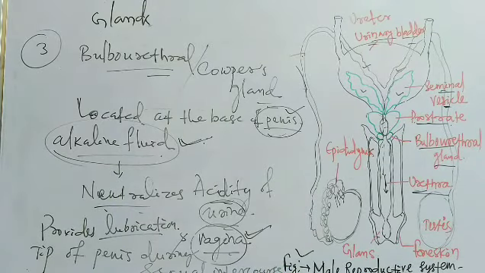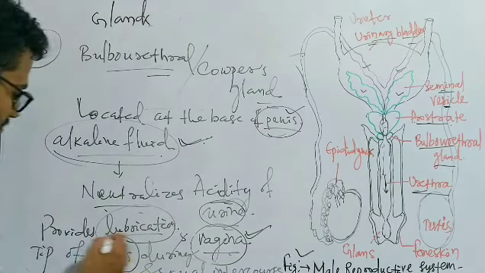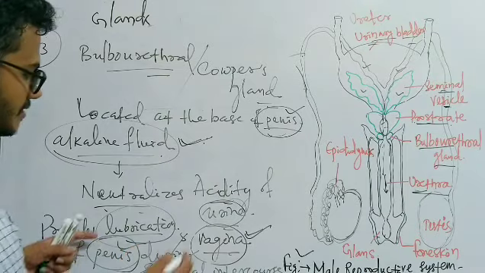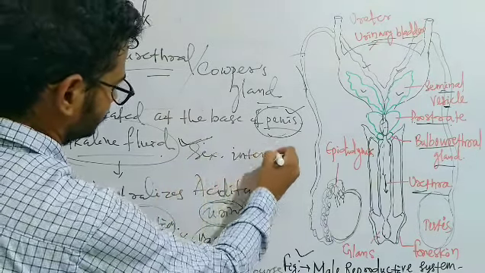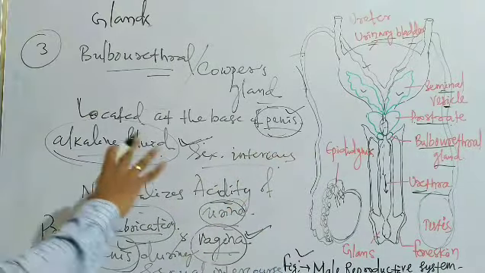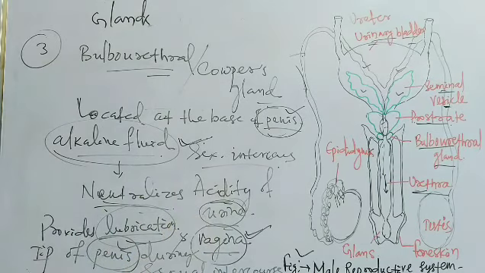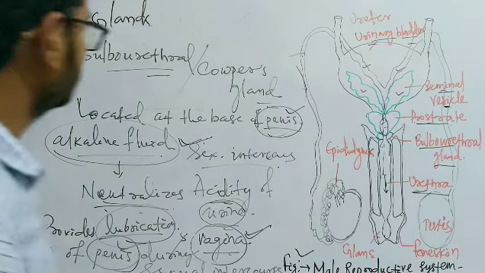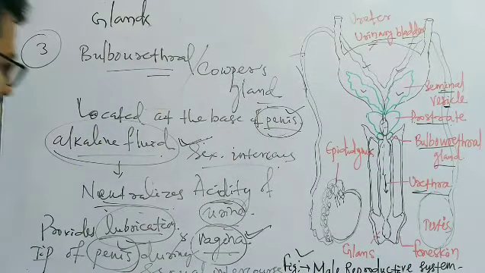Okay, so it has an important role in providing lubrication to the tip of the penis during sexual intercourse. It provides lubrication and also neutralizes the acidity. So this fluid secreted from the Cowper's gland is very important. Next, this is all about the three important glands, their secretions and the functions of their secretions.